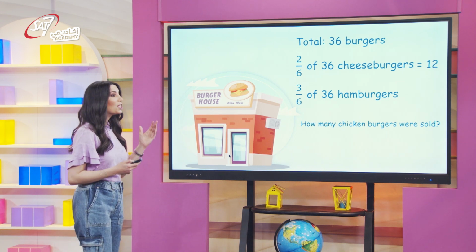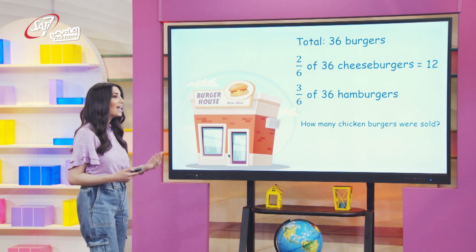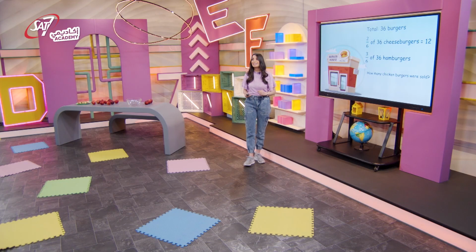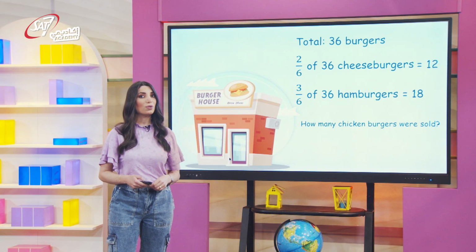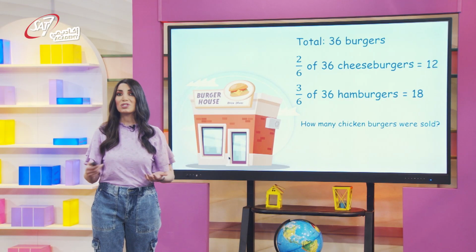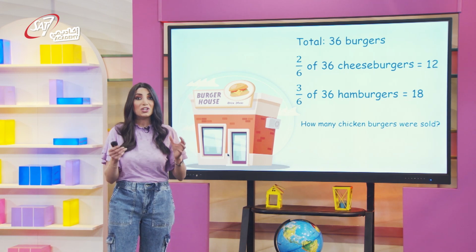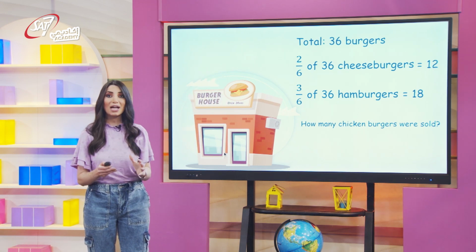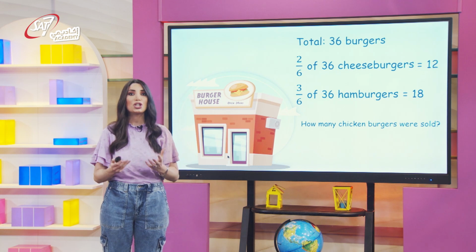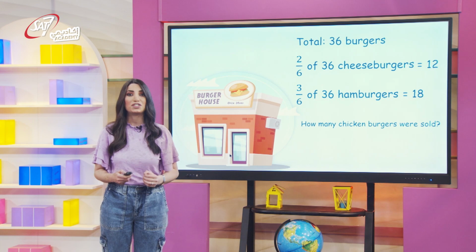Now, what's 3/6 of 36? 36 divided by 6 equals 6, and 6 times 3 is 18 hamburgers. So, how many chicken burgers were sold? Do we add or subtract? Well, we need to do both. We add the number of cheeseburgers and hamburgers, then we subtract this from the total, which is 36, to see what's left, because what is left is the amount of chicken burgers.